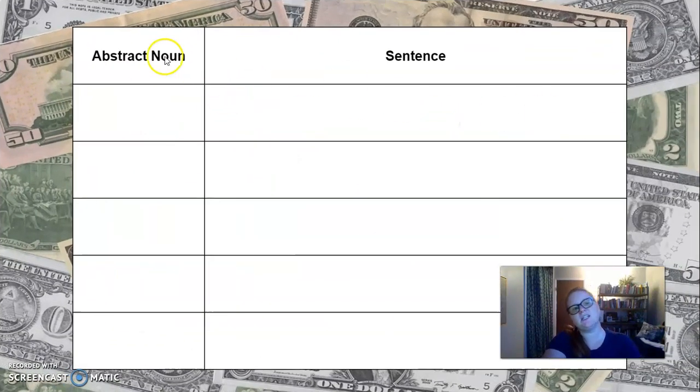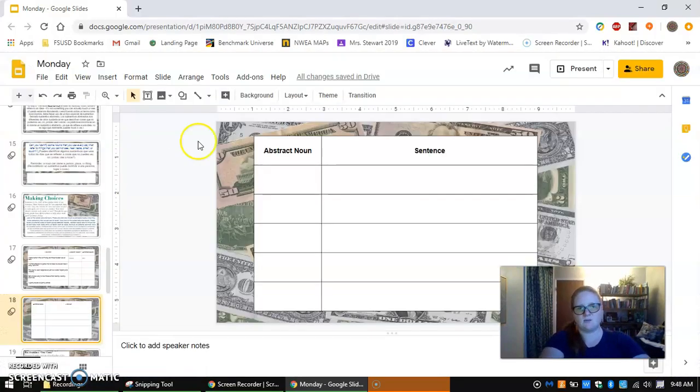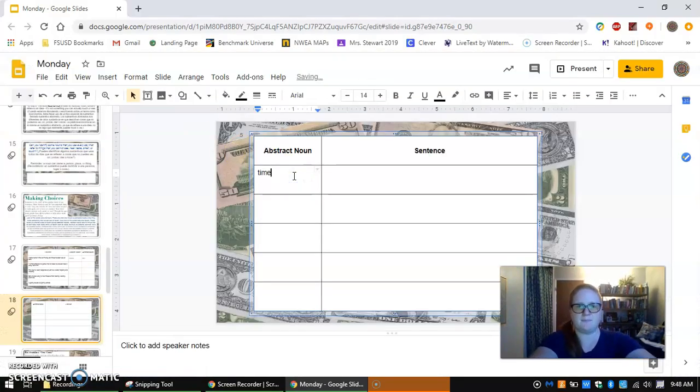So now what you're going to do is take some of those abstract nouns that you have found in those proverbs, and create sentences with those. For instance, one abstract noun that we keep talking about is time. So that would go here. And a sentence regarding time. For instance, I don't have enough time to go to the store today. Something like that. And I'm not going to save that for you because that is your job. And I'm sure you could come up with better sentences.